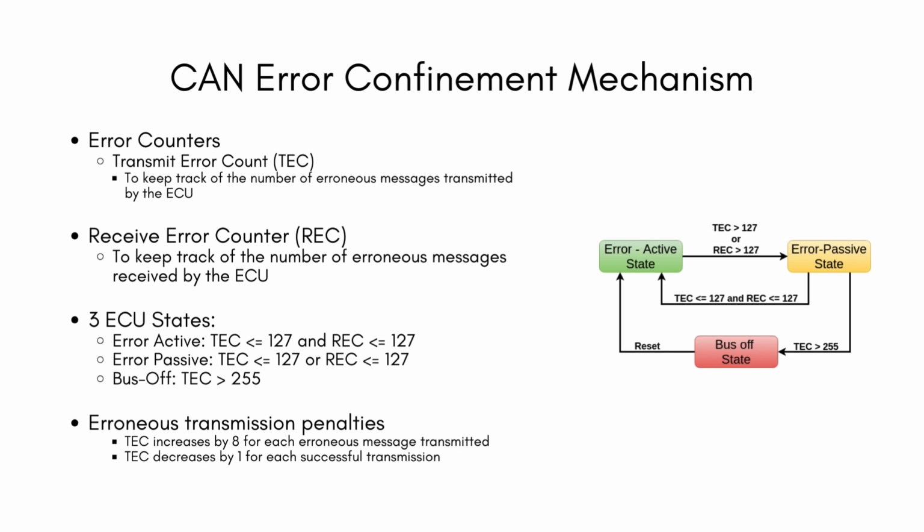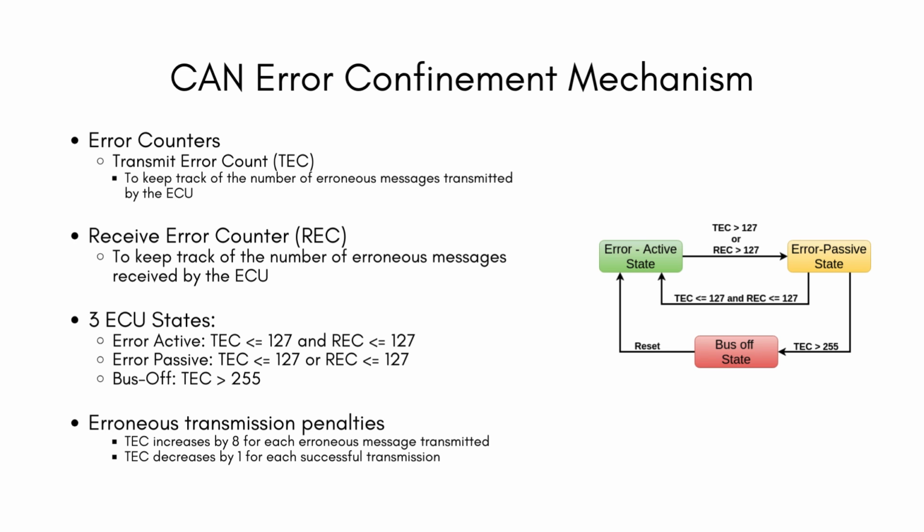Error handling on the CAN bus is handled by the individual ECU controller. The CAN controller maintains 2 error counters for each ECU, a transmit error counter and a receive error counter. Based on the counter values, an ECU can be in one of 3 states: error active, error passive, or bus off state. An ECU is in error active state when both counters are below 128.